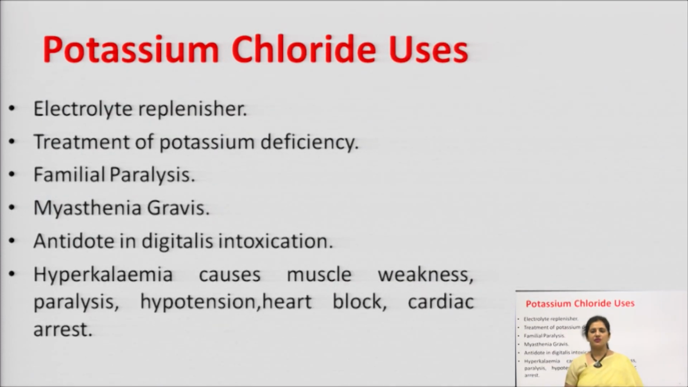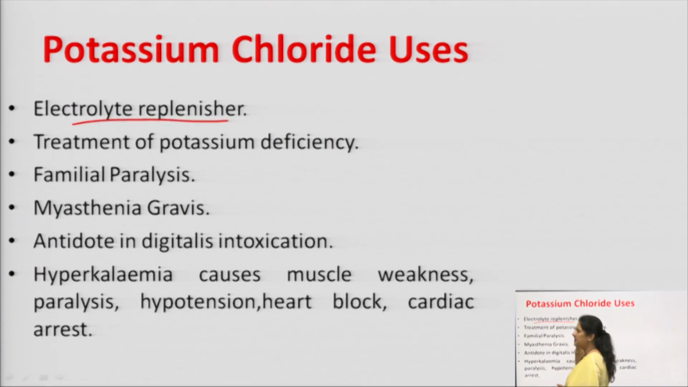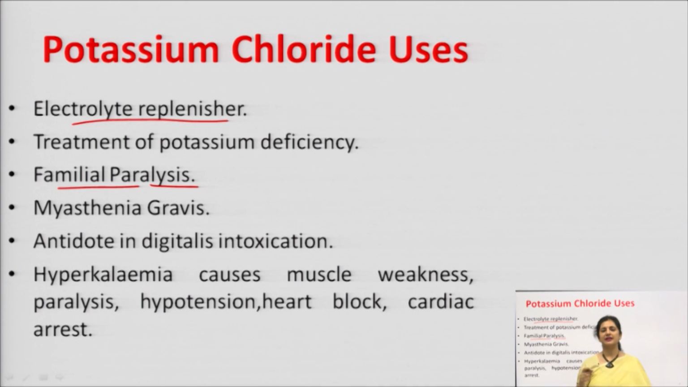Now, what are the uses of potassium chloride? Potassium chloride is used as an electrolyte replenisher. As I told you earlier, whenever there is an imbalance of electrolytes in the body, we need to administer the salt from outside, the way you take it in your diet, and that is why it is used as an electrolyte replenisher. Besides that, it is used in potassium deficiency. It is also used in familial paralysis, which is the occurrence of repeated paralytic attacks.